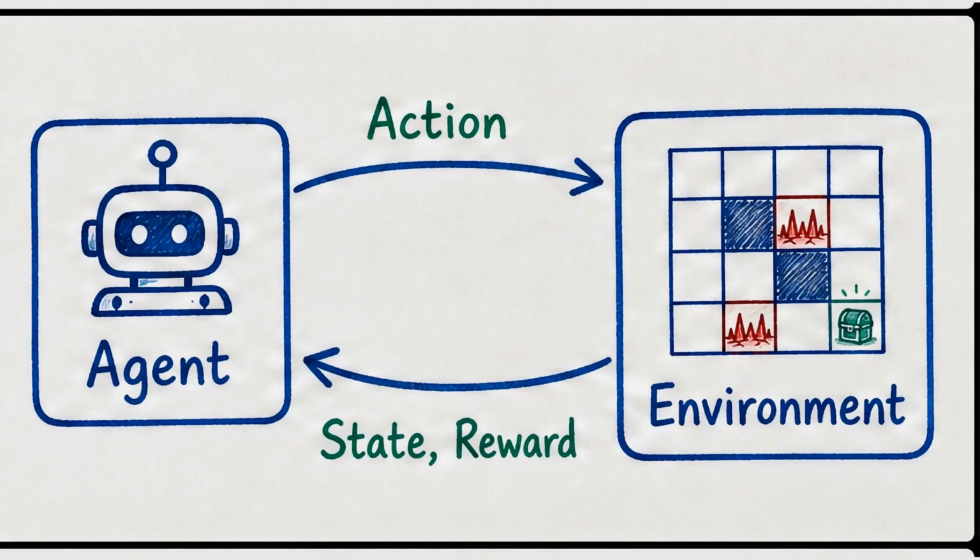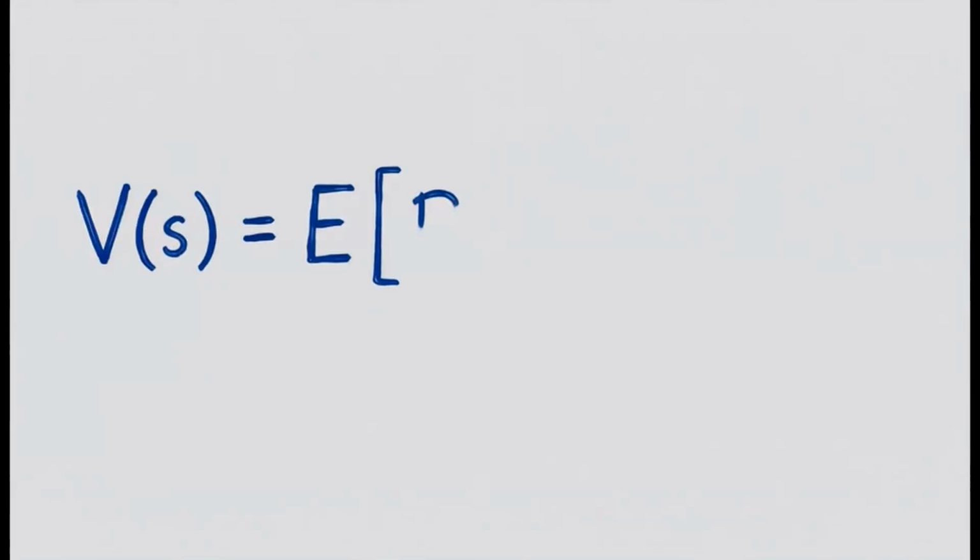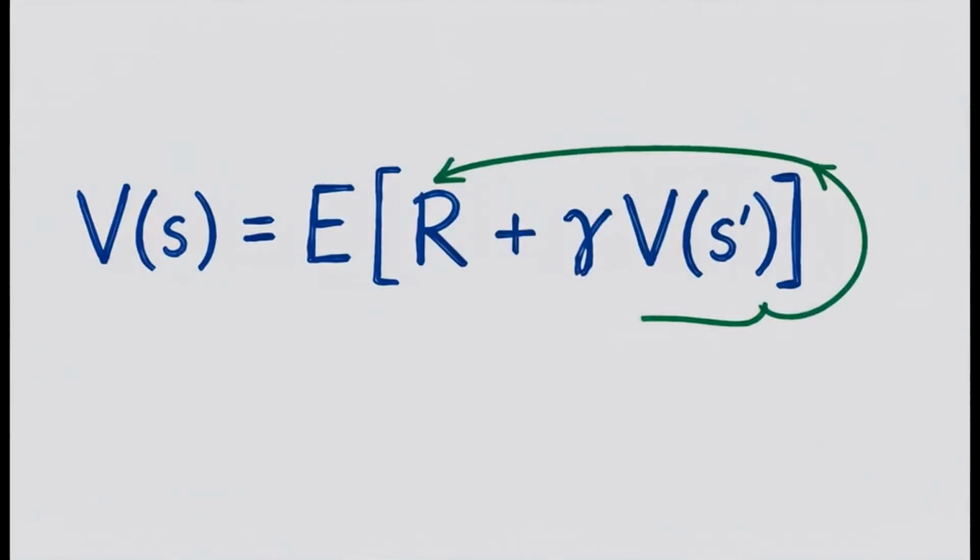Let's make this mathematical. This is the Bellman equation. It's the single most important equation in value-based RL, and once you see it, you can't unsee it. Read it like this. The value of a state equals the expected immediate reward plus the discounted value of whatever state you land in next.